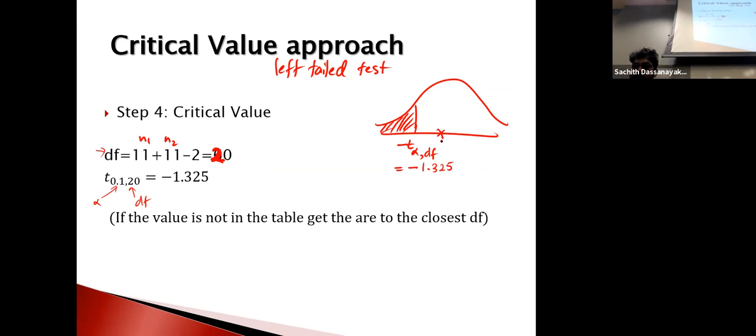Value 1. Negative 0.1767, right? So this is your test statistic value, or t, somewhere here.